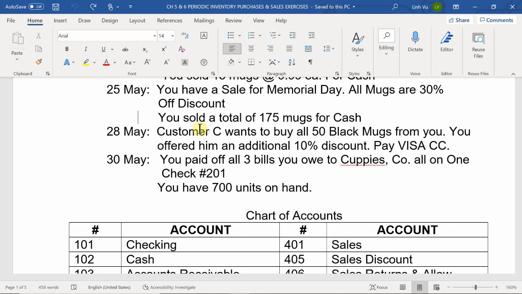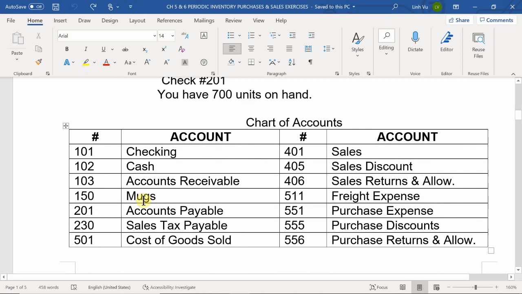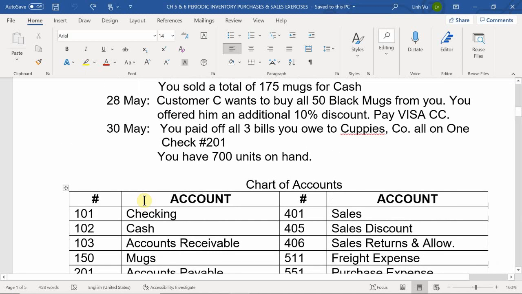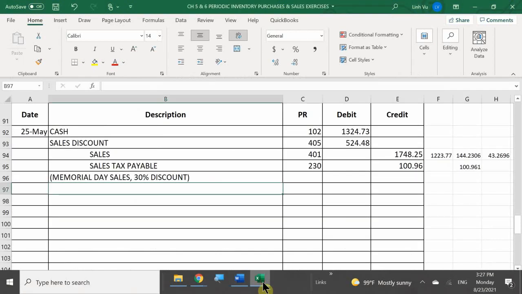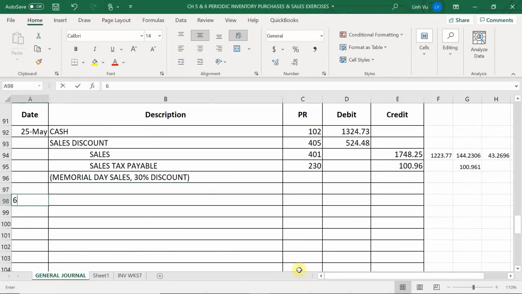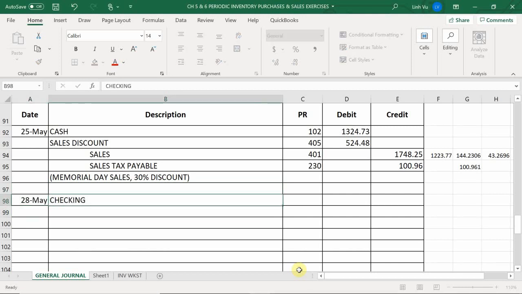Checking. Good, because what do we know about credit cards? They go straight to your checking account. So here you go, 101 checking. So let's go ahead and put the date here. So it's the 28th. The money's going to go straight to checking. Okay.